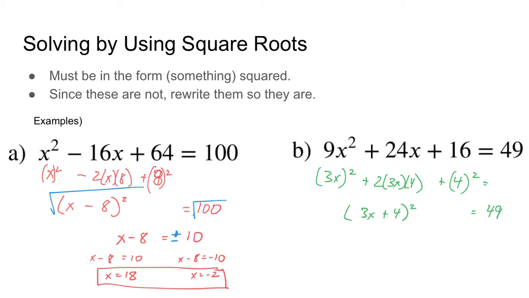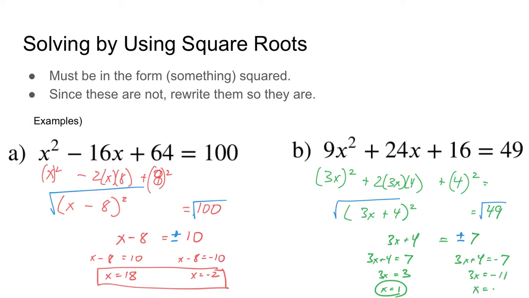Now we have it in that quantity squared, so we can take the square root of both sides. That will give me 3x plus 4 equals, don't forget the plus or minus, the square root of 49, which is 7. Write it as two problems: 3x plus 4 equals 7, and 3x plus 4 equals negative 7. You can subtract your 4 from both sides. That gives me 3x equals 3, so x is equal to 1. On the other side, you get 3x equals negative 7 minus 4, which is negative 11. That doesn't work out to be a very nice number, but it's okay. Fractions work too here.